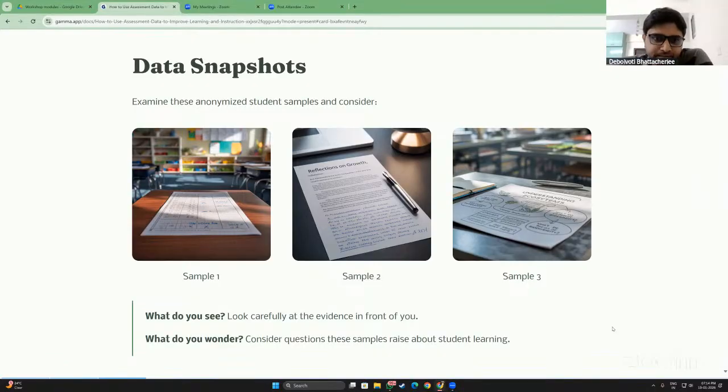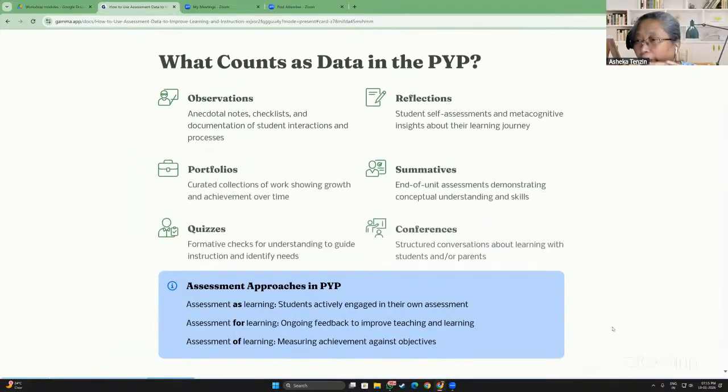Okay, so do you agree that these are different types of data and you also collect these data in your classes, right? After collecting this data, what do we do about it? We plan the teaching process. Okay, all right. So you will further plan your instruction based on the data that you collect. Now if you look at the PYP, what is data? What can you collect as data?